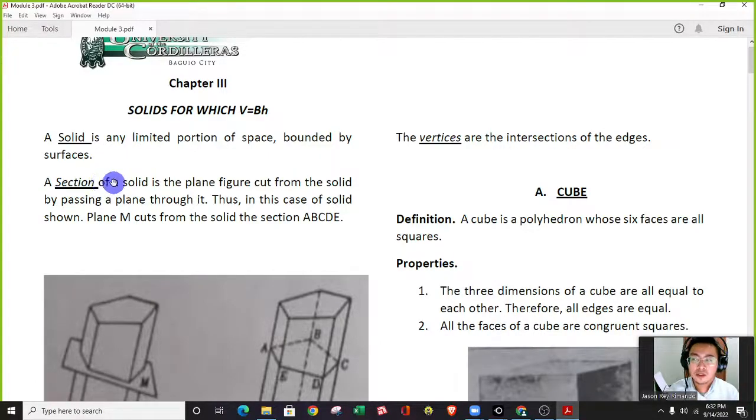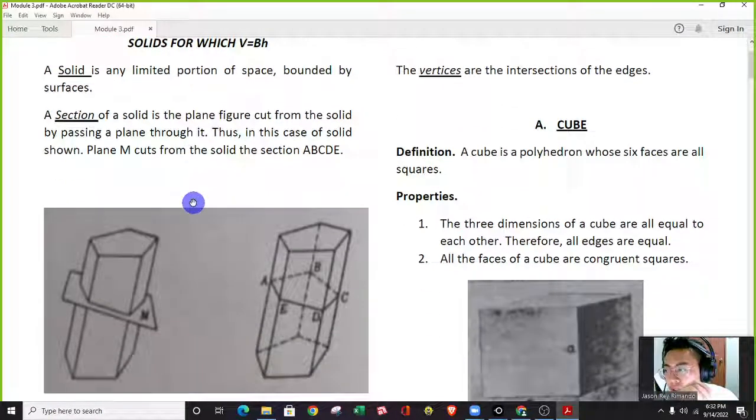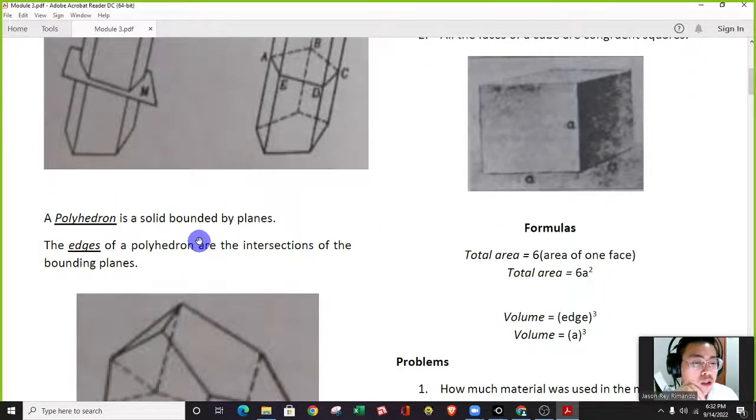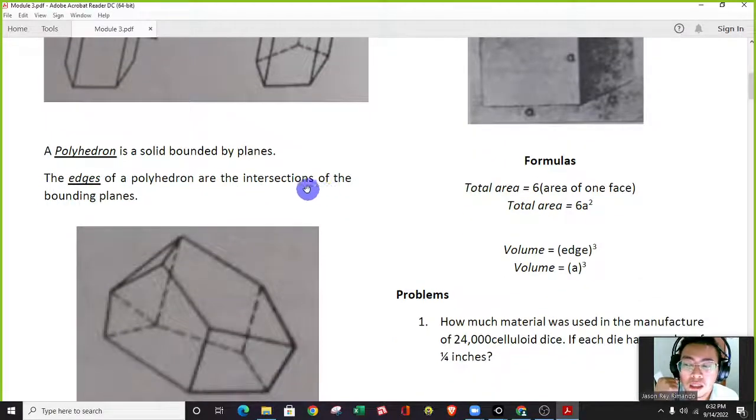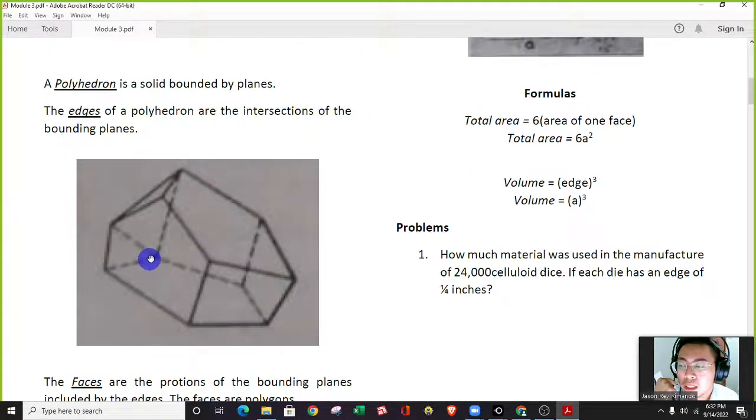A section. Ano ang section? Section of a solid is the plane figure cut from the solid by passing a plane through it. Or, yung nakikita natin kapag hahatiin natin siya sa gitna. Next, what is a polyhedron? A solid bounded by planes. The edges of a polyhedron are the intersections of the bounding planes.